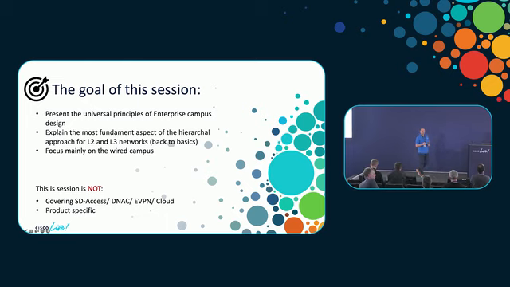This session is not about any sort of overlays. We're not going to be talking about SD-Access, EVPN, or DNAC, or the cloud. However, from time to time, we'll be referring to these points, just making some references. This session is also product agnostic. So we're not going to be focusing on anything which is product specific, so anything which is scale or performance related. We will be focusing on the architectural aspect.